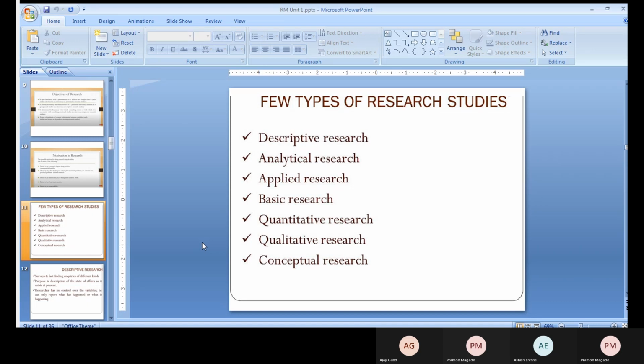So I'll tell you, there are a few kinds of research I have mentioned over here. It does not mean that these are the only types. No, these are the basic things I am discussing with you, but basically the types are related to these things. So one by one I'll explain.